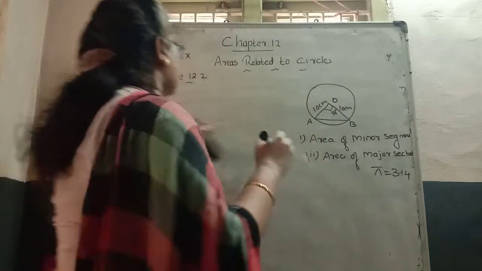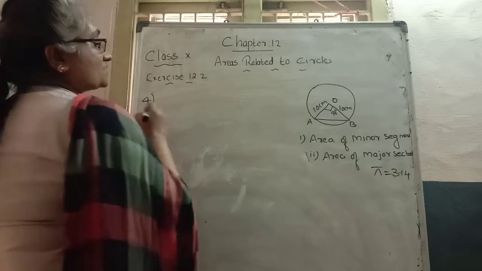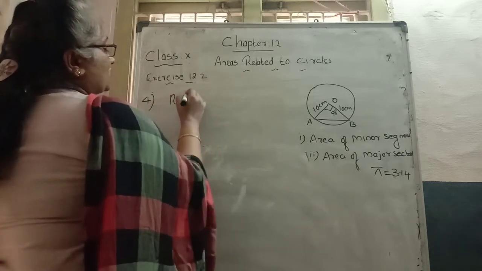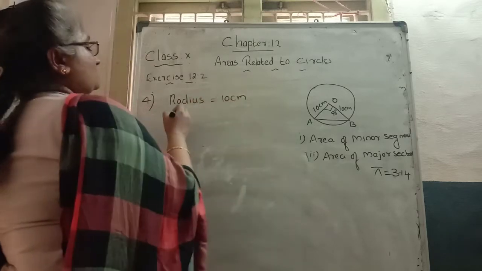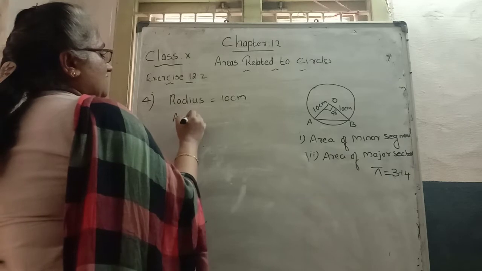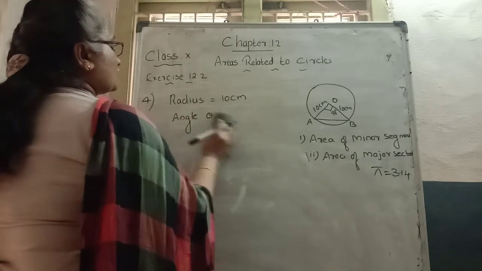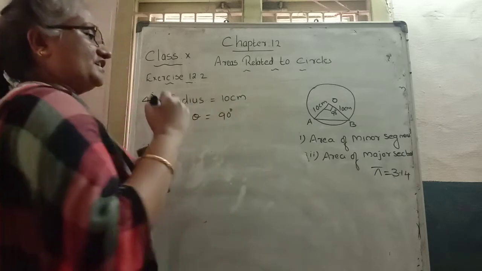Here, in the first part, our question number is 4. Radius is given information. First we write radius is equal to 10 centimeters. Then the angle theta is equal to 90 degrees, as they have given.